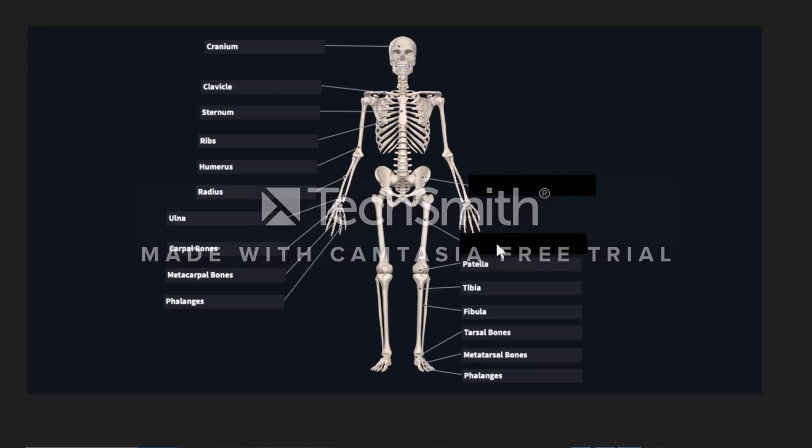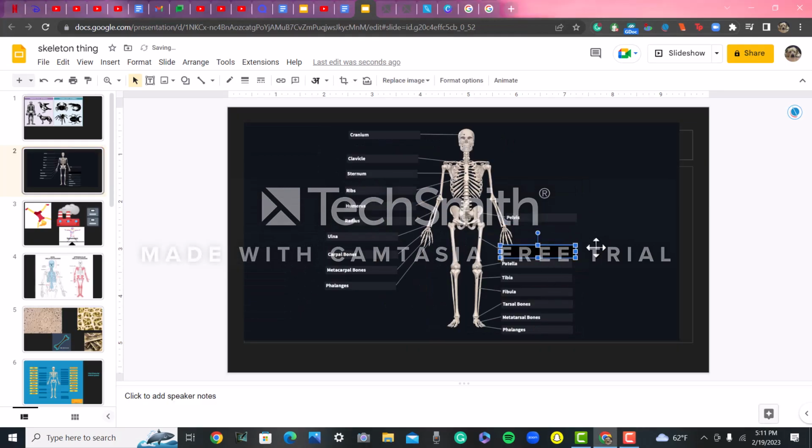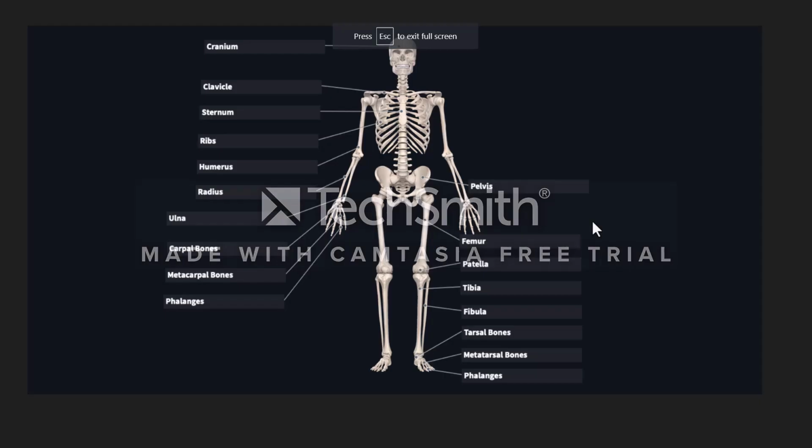The reason I have these two blocked is because I want you guys to guess it in 3 seconds. 3, 2, 1. If you said this one was the pelvis and you said this one was the femur, then you would be right. Good job. Yay. Okay, next slide. We're going to get more in depth about these.